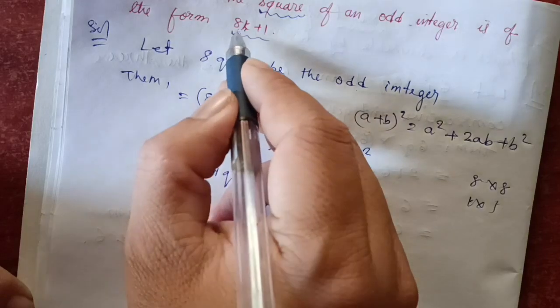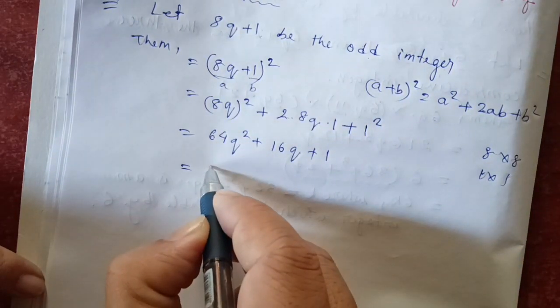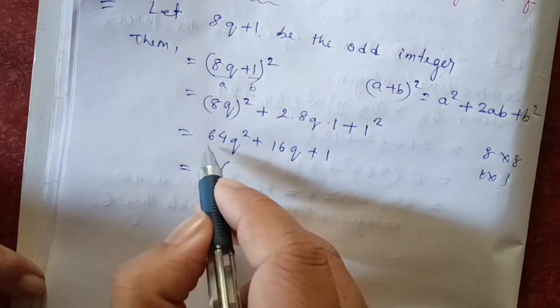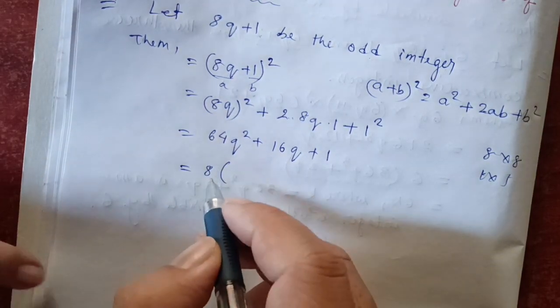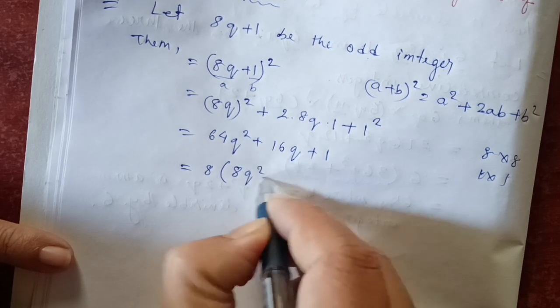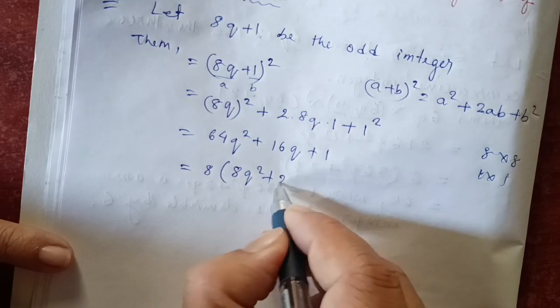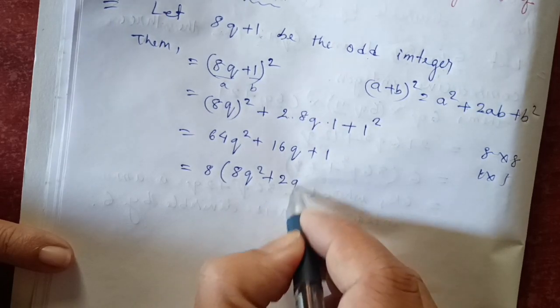Now it should be divisible by this 8, right? So now let us take 8 common. If 64 is divided by 8, what do you get? 8, so we get 8. If 16 is divided by 8, what do you get? 2. 8 twos are 16.